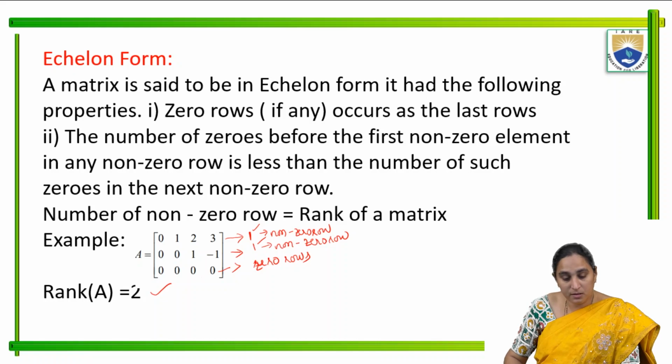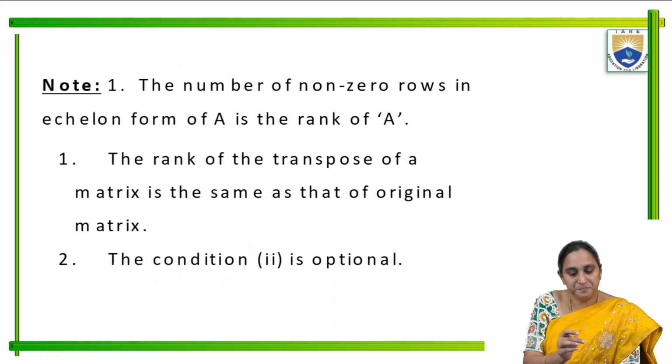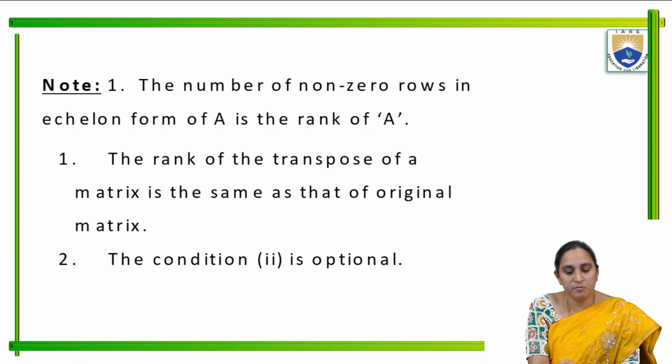Okay, I'll start with the problems. Before going through the problems, once you see the number of non-zero rows in the echelon form of a matrix A, that is the rank of A. And one more important point: the rank of the transpose of a matrix is the same as that of the original matrix. After taking the transpose also, the rank of the given matrix is the same. Therefore, the rank of the transpose of a matrix is the same as that of the original matrix.